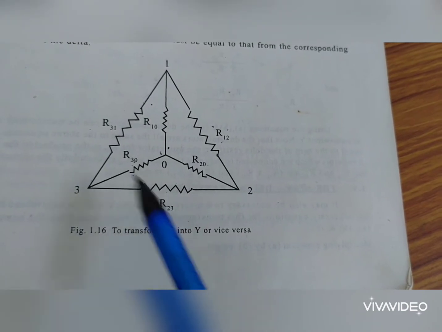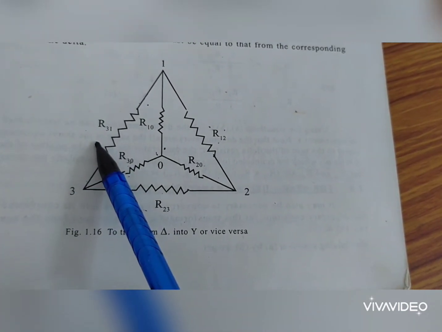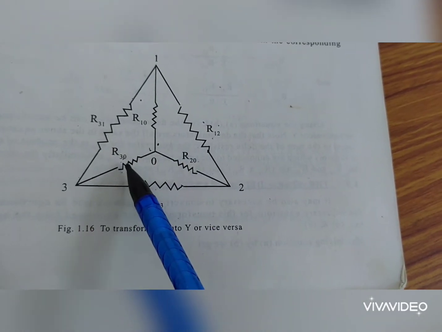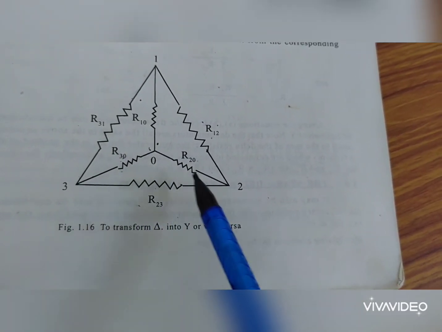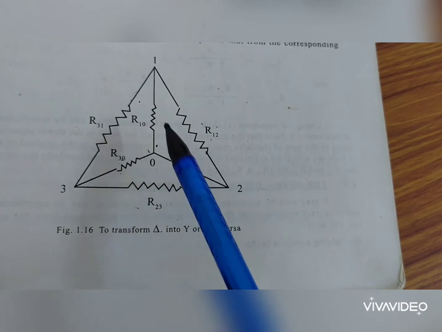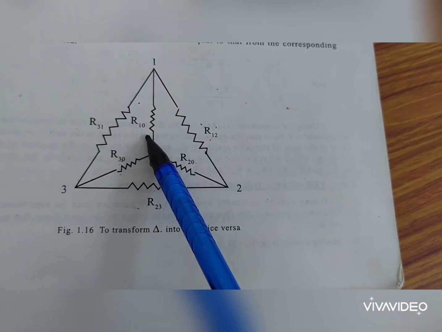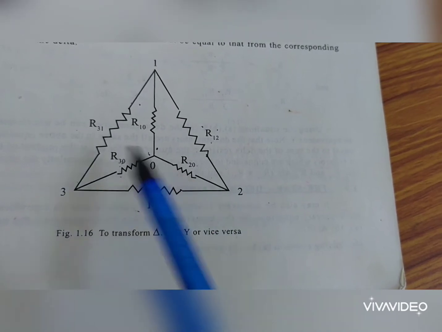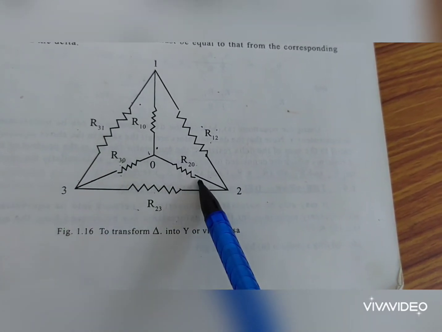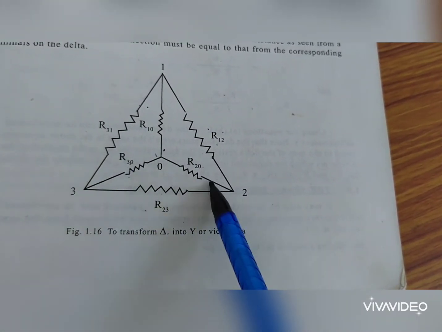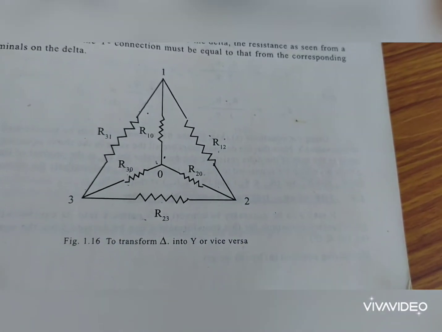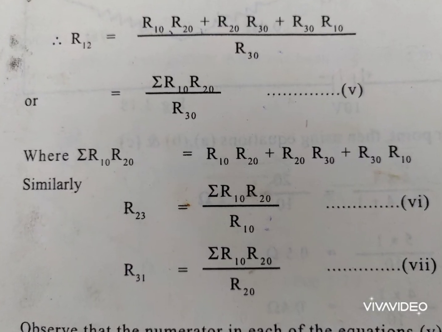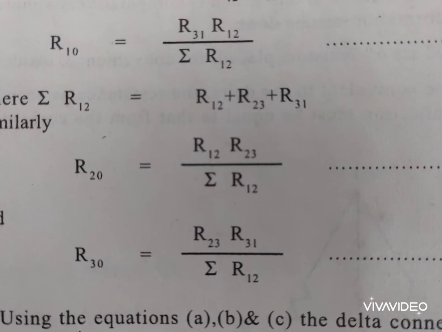Then if you want to find R31, it is R10 into R30 plus R30 into R20 plus R20 into R10, divided by R20, the opposite of R31. These are the equations which you have to write. Okay.